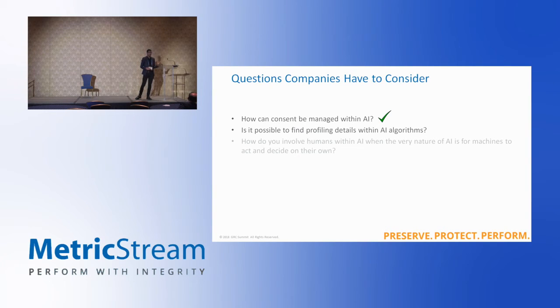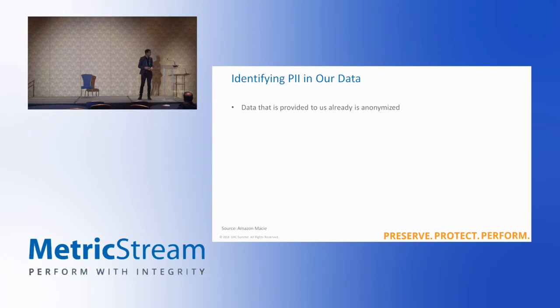And so now we answer the next question. Is it possible to find profiling details, such as PII, within our AI systems? Again, that turns to look into the data that we're training the models on. It turns out that because we're using this third-party data from the platforms themselves, such as Facebook and Instagram and YouTube, the data that they give us is anonymized. They might give us an ID. Sometimes it will come with a name, if it's a comment, but in fact we don't even use it because we don't need it.